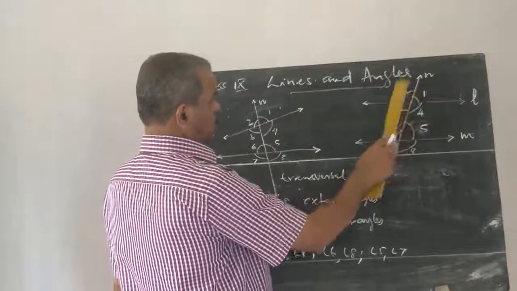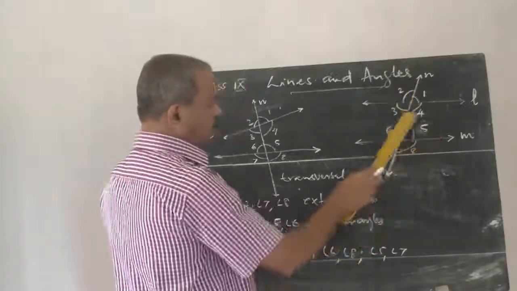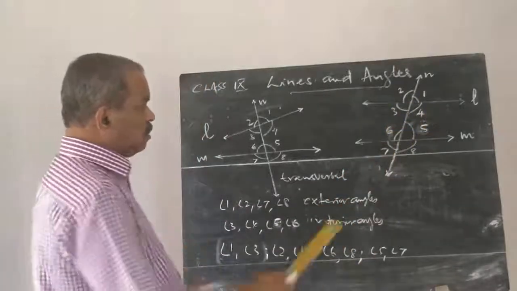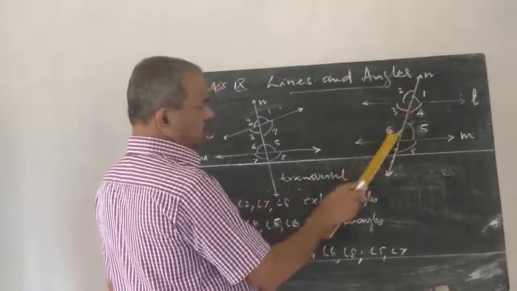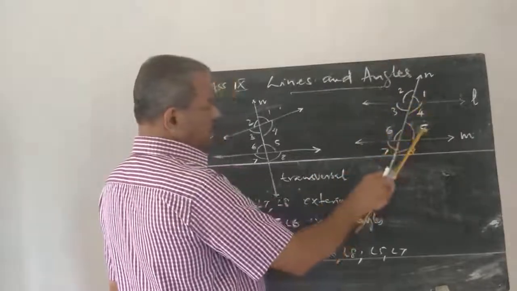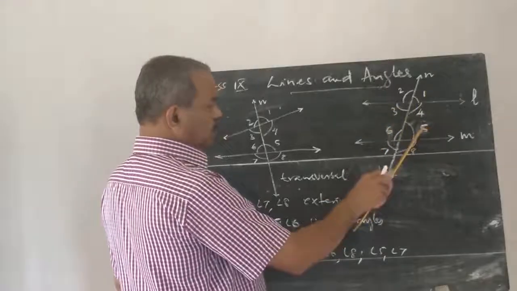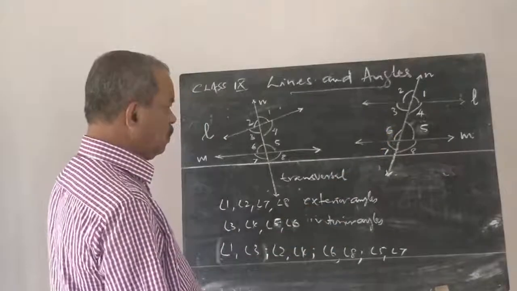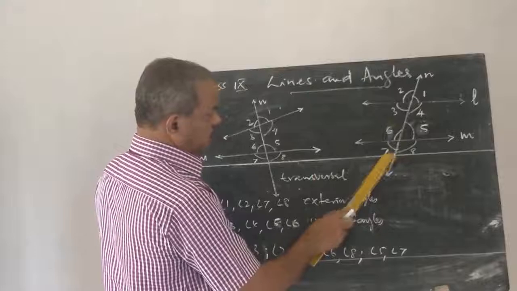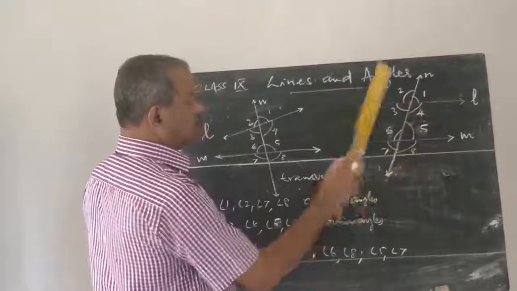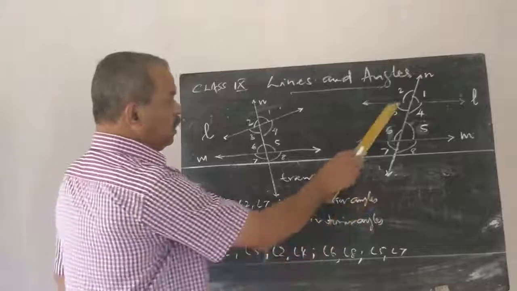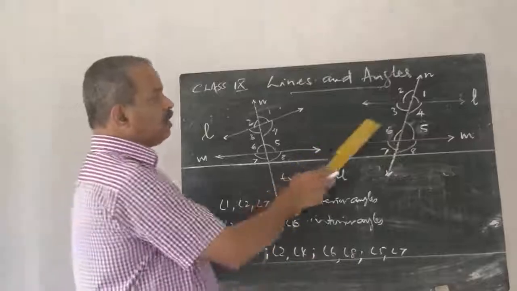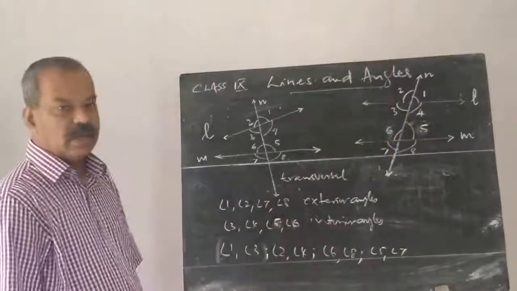Exterior angles are 1, 2, 7, 8. Interior angles are 3, 4, 5, 6. Now 2 and 6 are corresponding angles. 1 and 5 corresponding angles. 3 and 5 alternate angles. 4 and 6 alternate angles. Then 3 and 7 corresponding angles. 4 and 8 corresponding angles. 3 and 6 are angles on the same side of the transversal, co-interior angles. 4 and 5 are co-interior angles.